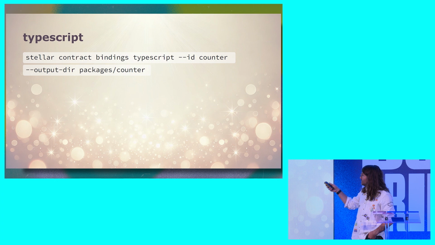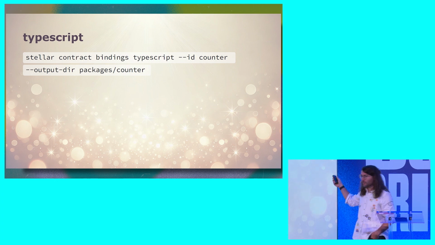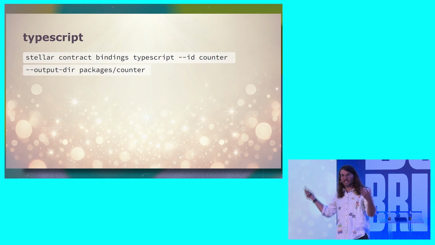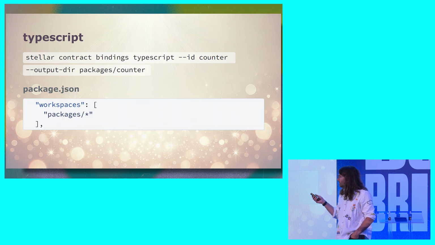So this is where Stellar Contract Bindings comes in. Stellar Contract Bindings TypeScript, ID counter, right? We aliased it as counter. If you do not have that alias, you would have to put in the ID from the actual network and which network it's on. We're going to put it in packages/counter. This can be used with workspaces in NPM or Yarn. So it adds it as an NPM module to your local project.